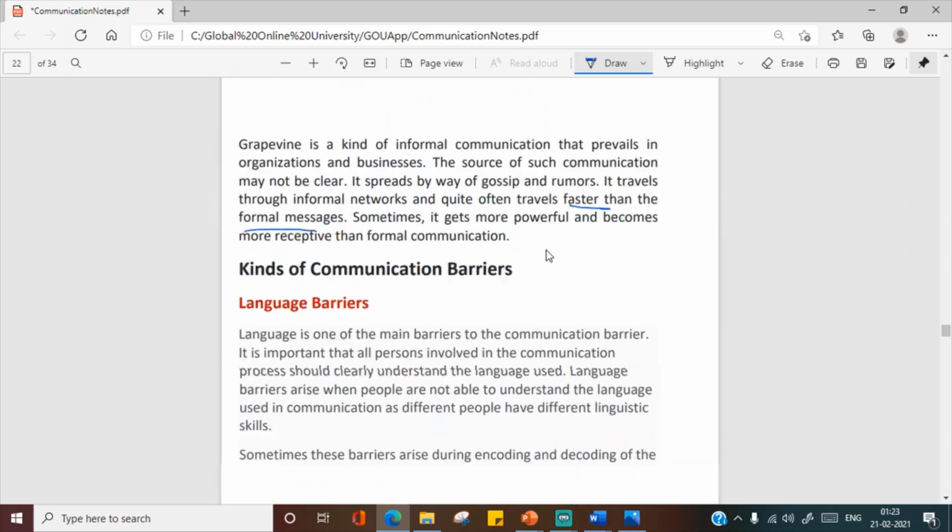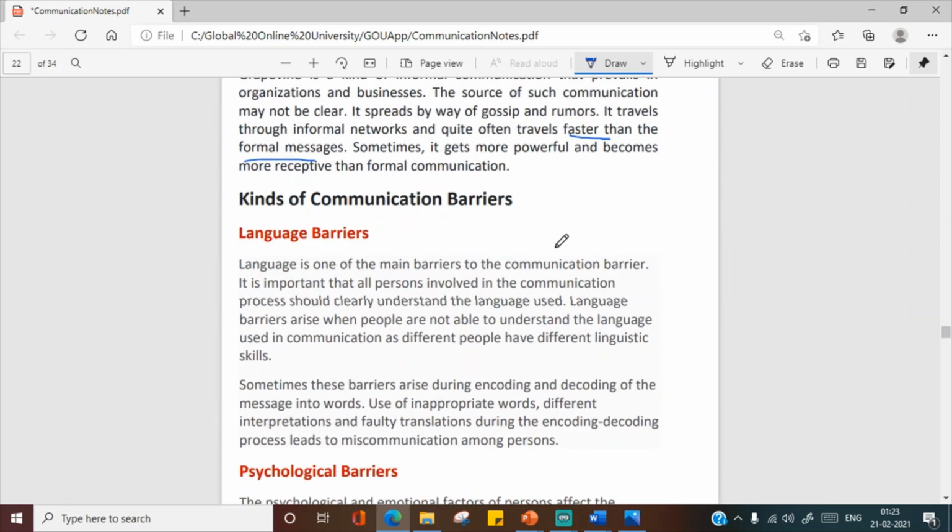Next is communication barriers. What is the meaning of barrier? The word barrier means obstacle. Obstacle means something that comes in between the communication process. Anything that is hampering your communication is called a communication barrier.